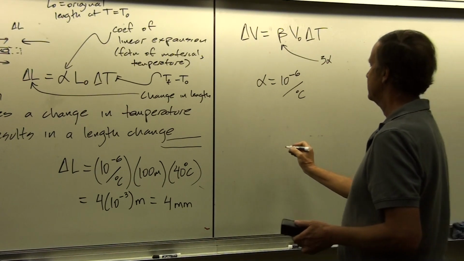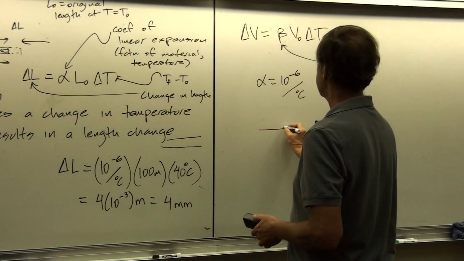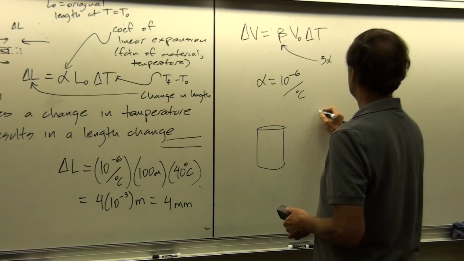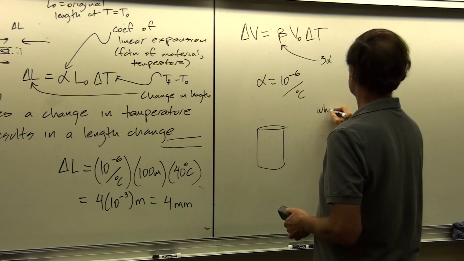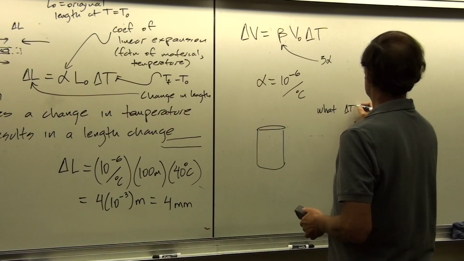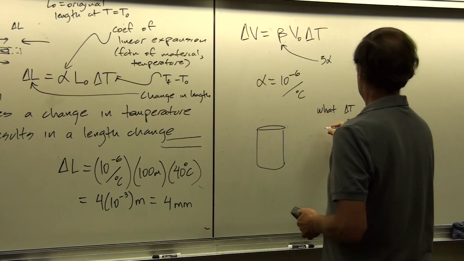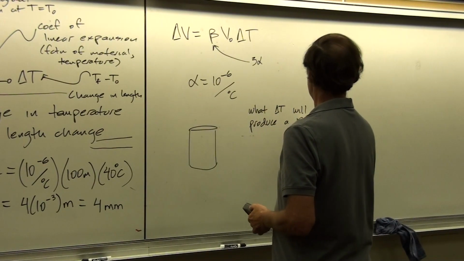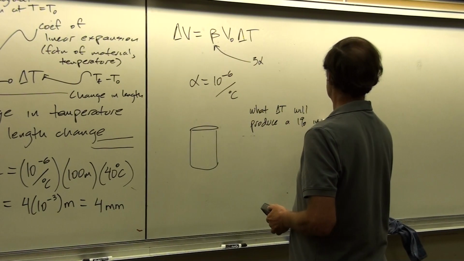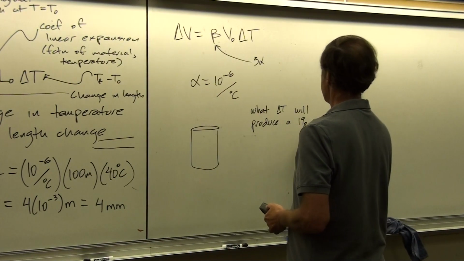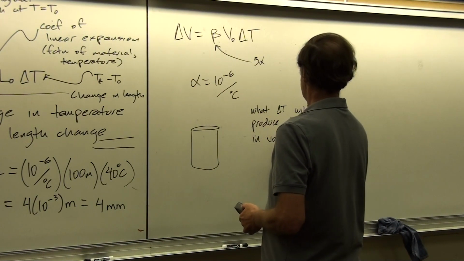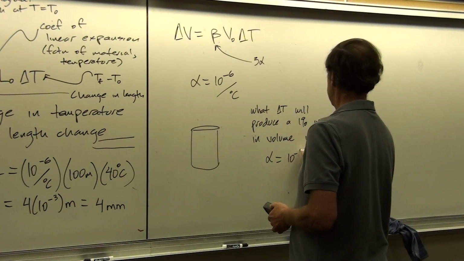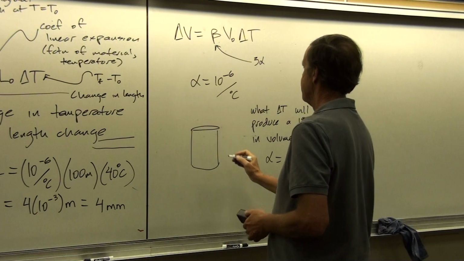Okay, and so you could have, for example, a cylinder that's made out of the same metal, and we could ask what delta T will produce a 1% increase in volume, if alpha is 10 to the minus 6 per degree centigrade.